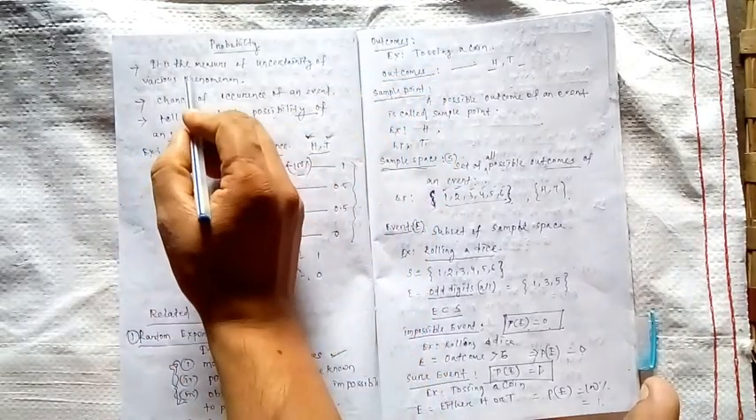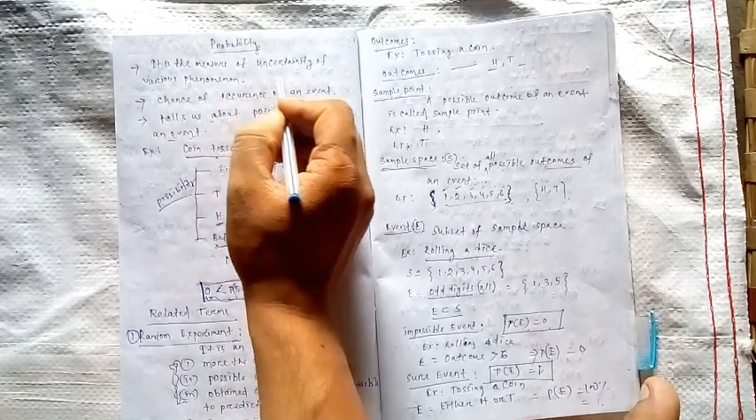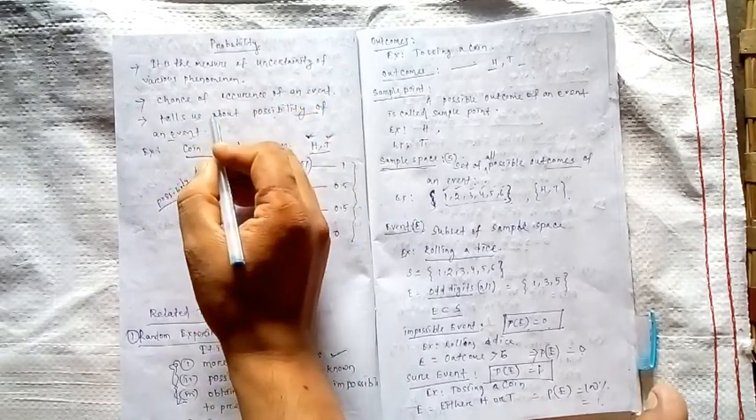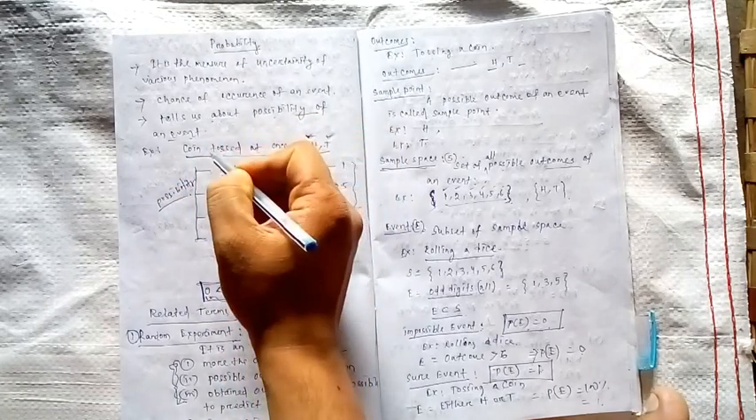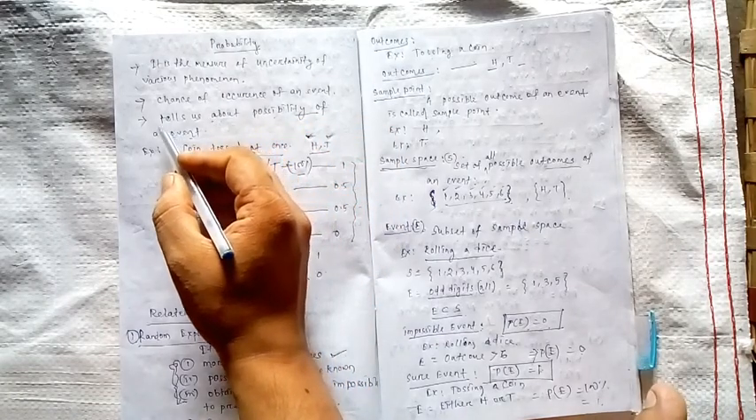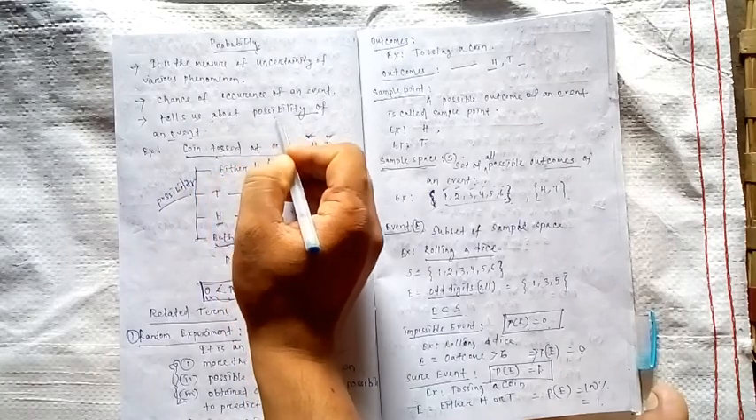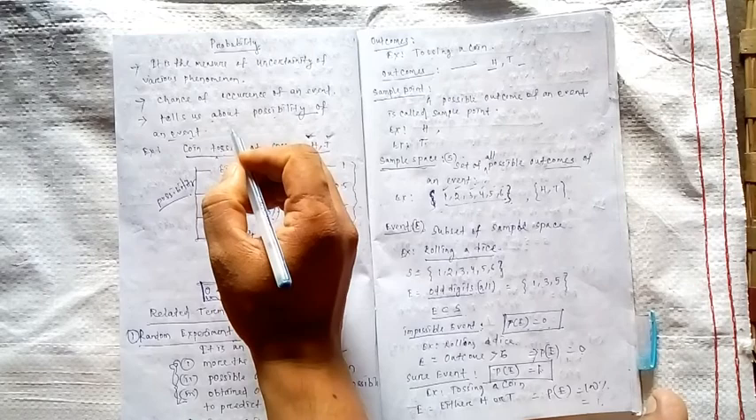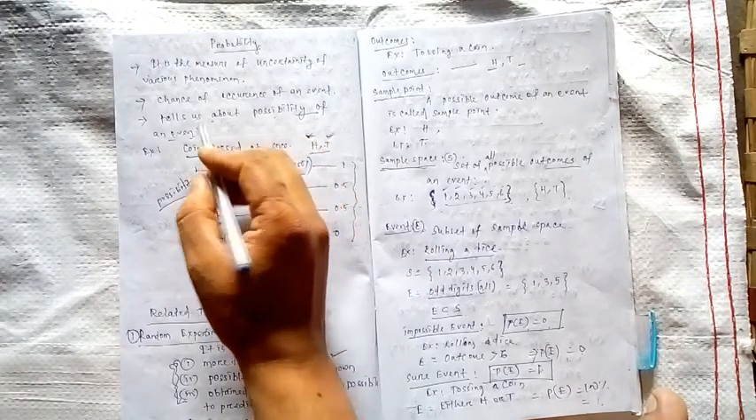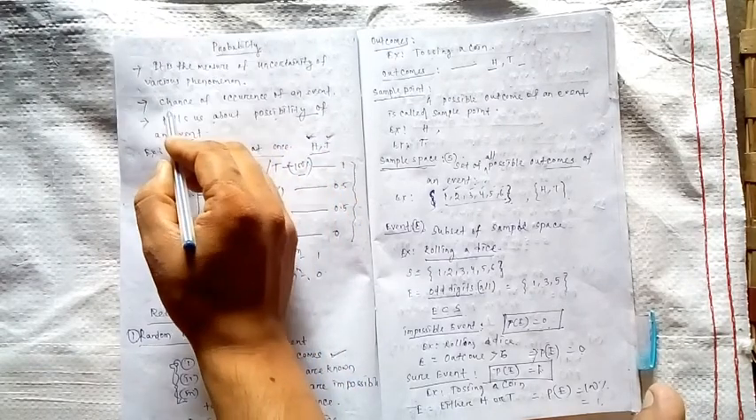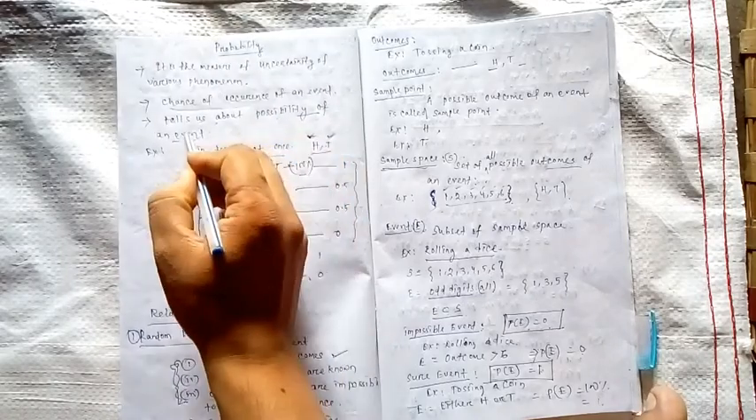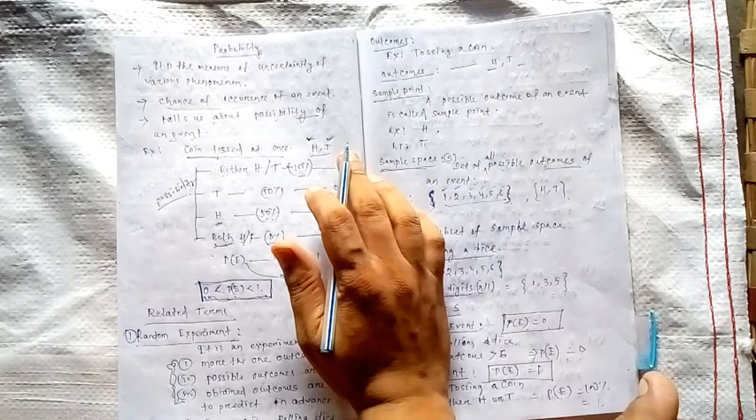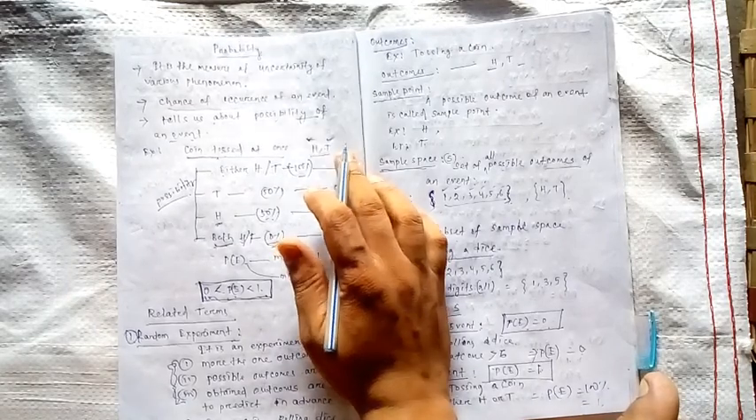First one is, it is the measure of uncertainty of various phenomenon. Second is chance of occurrence of an event. It also tells us about possibility of an event. That is called probability. Basically, it is the chance of occurrence of an event, and it tells us about possibility of an event. Which is a possibility of an event is called probability.